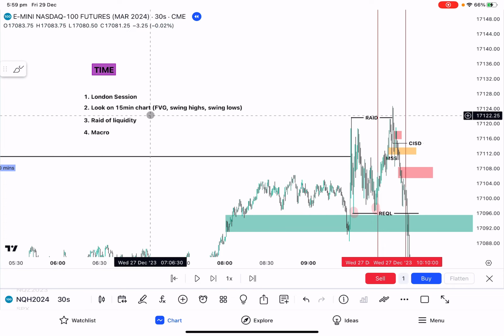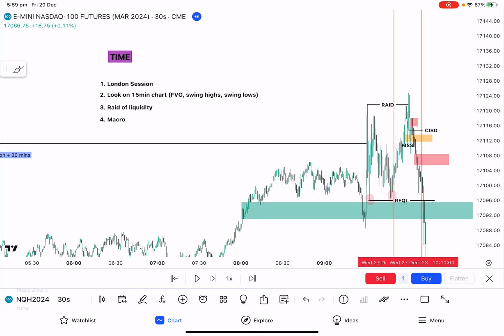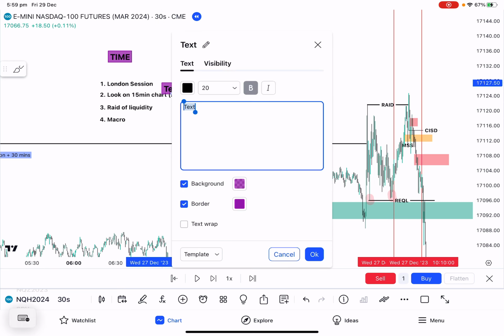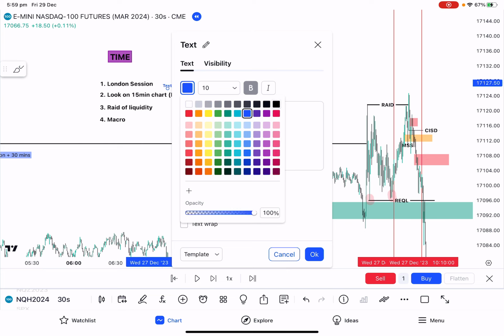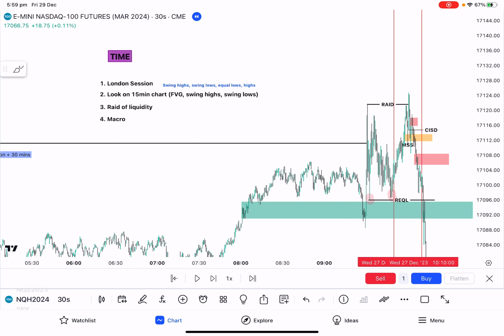These things here, this is what I look for if I'm trading the New York session. I start off, and we'll just do a bit of a summary. I start off looking at the London session, and what I look for is any swing highs or swing lows, and I might just mark that out. So I look for swing highs, swing lows, equal lows, equal highs, right? All I'm looking for is liquidity, right? That's all I'm looking for in the London session.